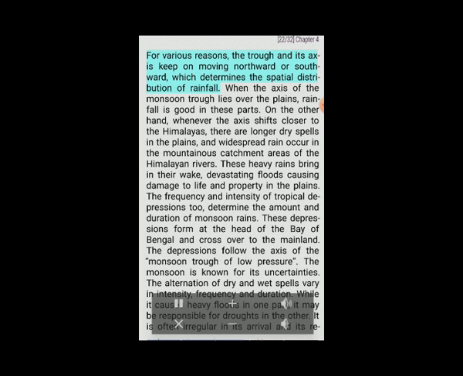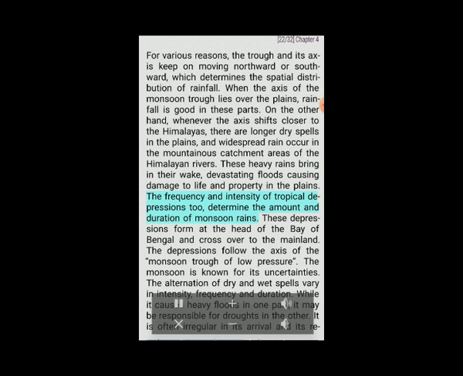For various reasons, the trough and its axis keep on moving northward or southward, which determines the spatial distribution of rainfall. When the axis of the monsoon trough lies over the plains, rainfall is good in these parts. On the other hand, whenever the axis shifts closer to the Himalayas, there are longer dry spells in the plains, and widespread rain occurs in the mountainous catchment areas of the Himalayan rivers. These heavy rains bring in their wake devastating floods, causing damage to life and property in the plains.